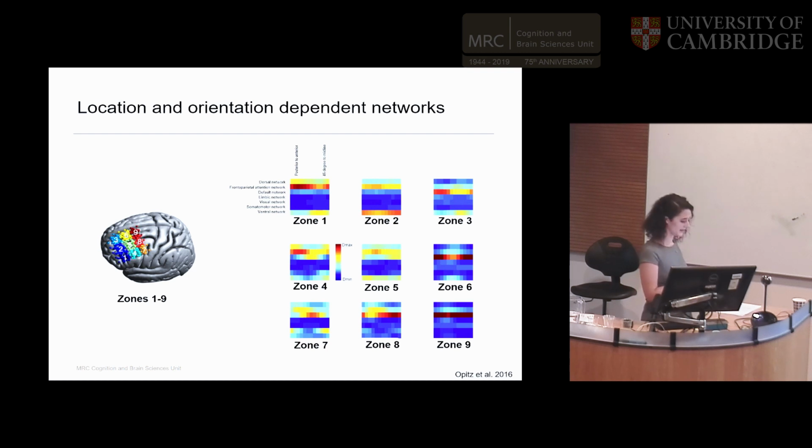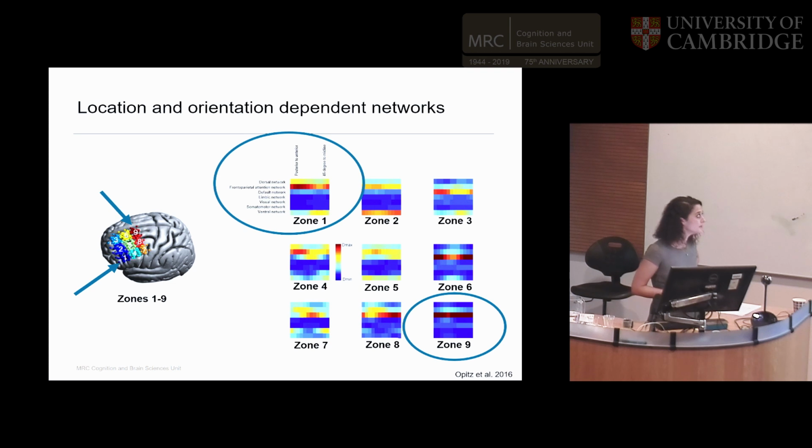Depending on the zone you stimulate, so if we look at zone 1 and zone 9, each row is a different network that you might be impacting when you stimulate that zone. And also each column is a different angle that you are holding the TMS coil, and the colour consists of how probable it is that you're going to impact on that network. So it doesn't only change the site that you stimulate when you move zone, obviously, but also the potential network.